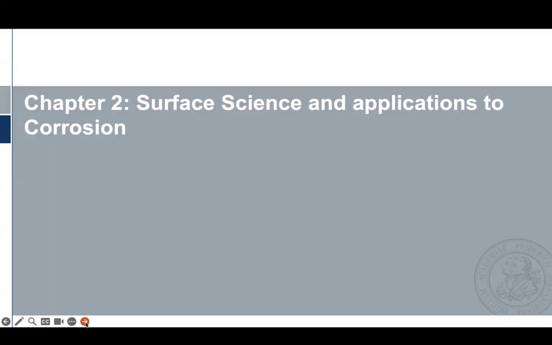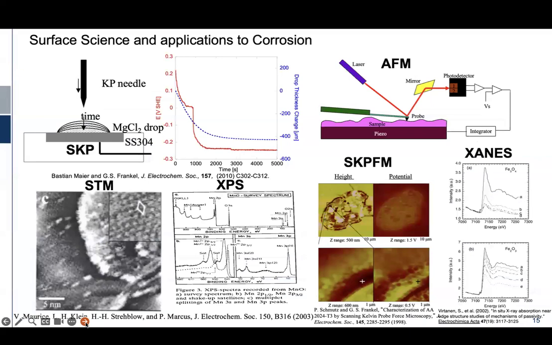So this part of the lecture will introduce you to analytical tools that are used in corrosion, the surface analytical tools, including the scanning Kelvin probe, scanning tunneling microscopy, X-ray photoelectron spectroscopy, and X-ray absorption near edge spectroscopy.